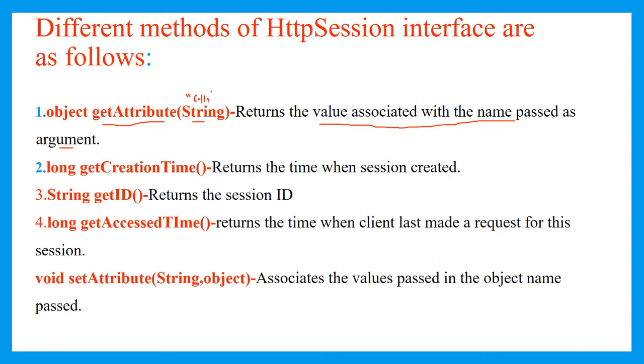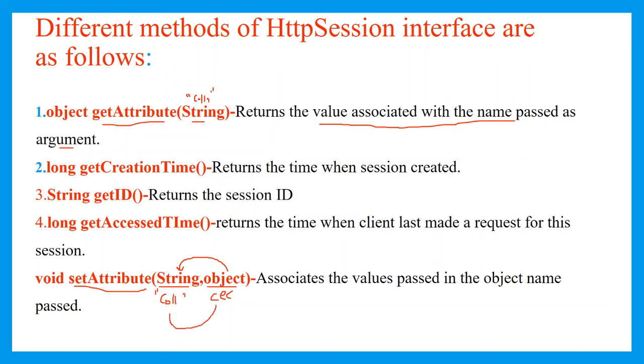For that I will make use of a method called setAttribute. There is another method called setAttribute, and it takes two arguments. The first argument is a string, that is the object name, and the second argument is the value we are going to assign to the particular variable. So I will specify the object name as college name, say call, and the value I give as CEC. Now this CEC has been assigned to the variable called call.